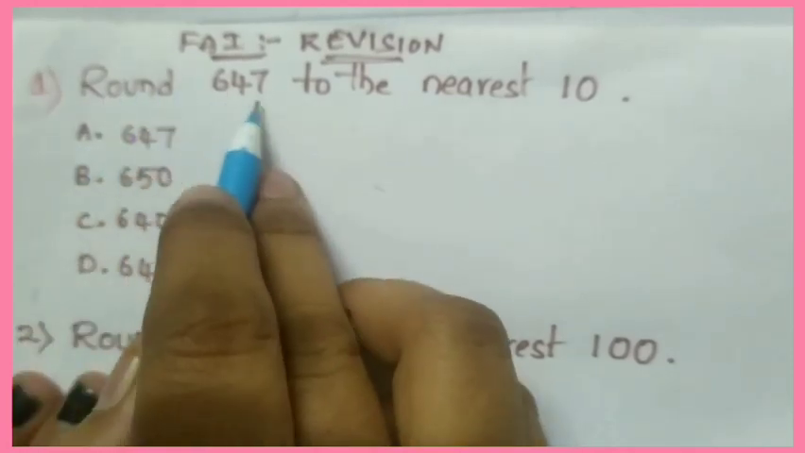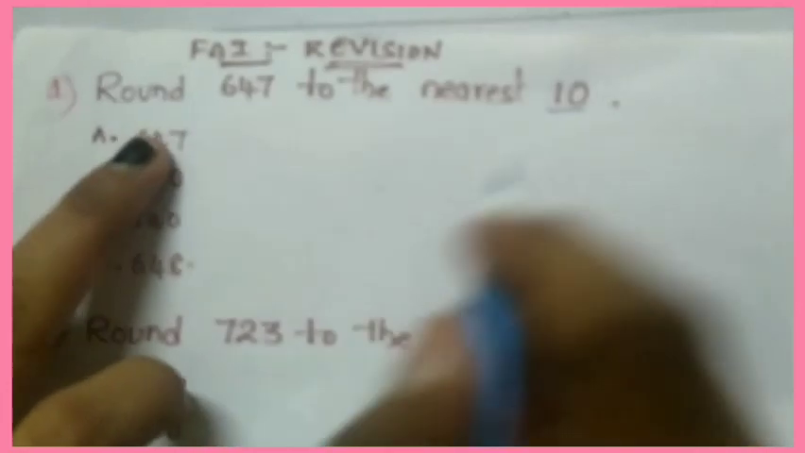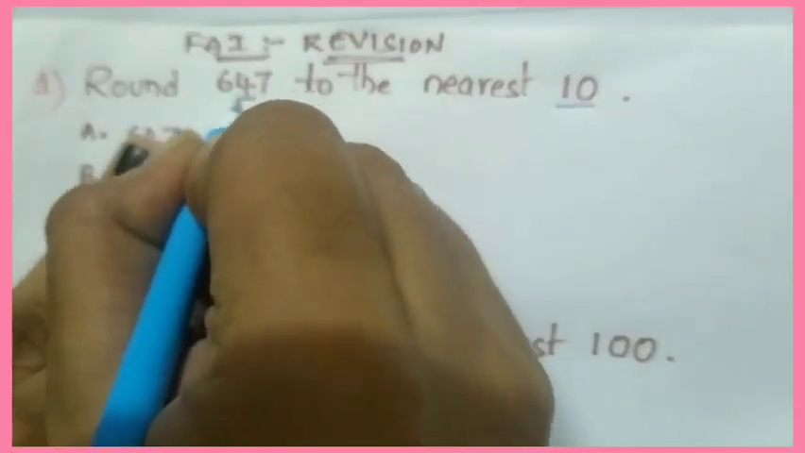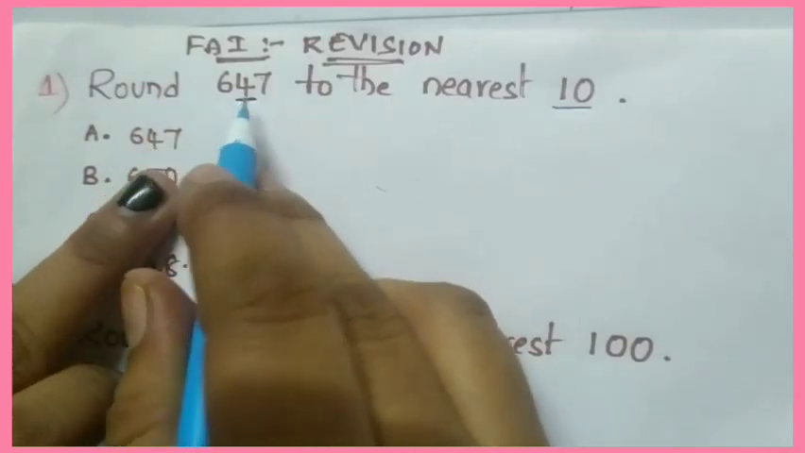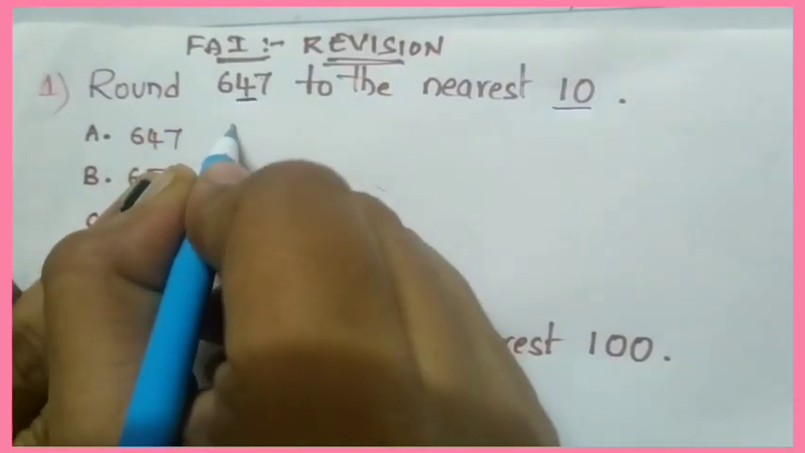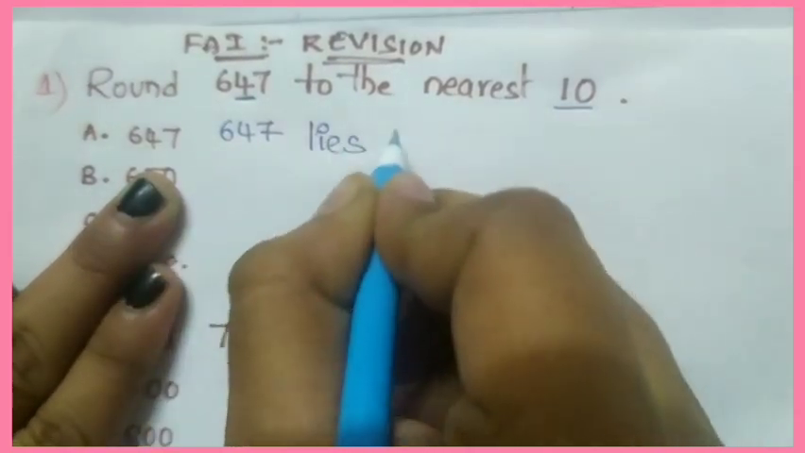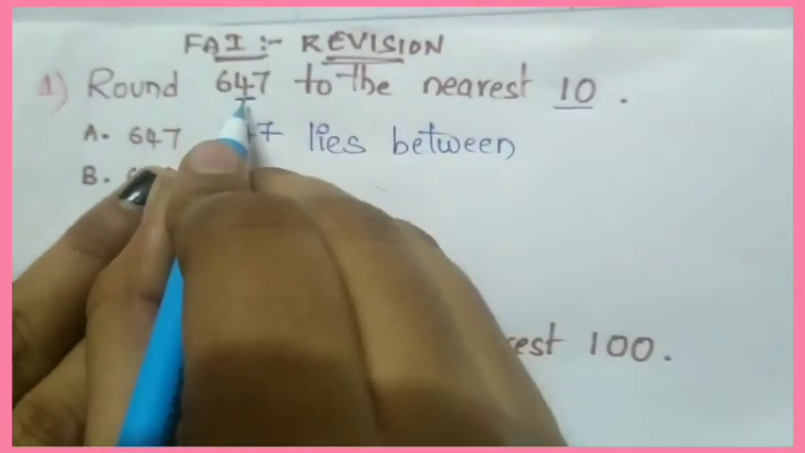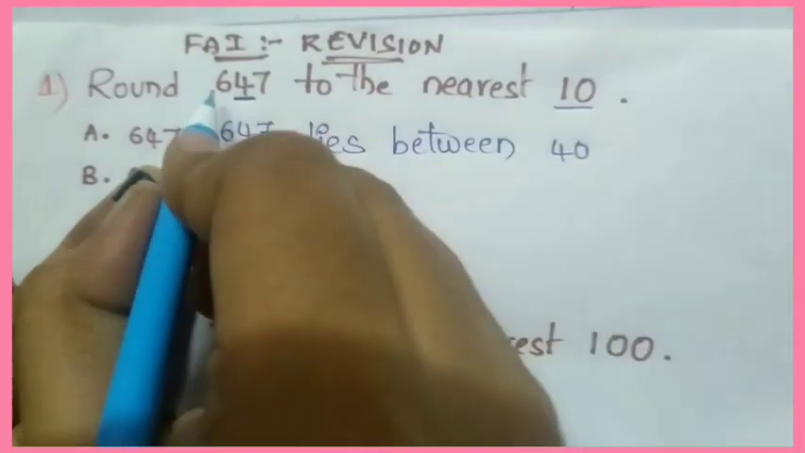Round 647 to the nearest 10. If they give nearest 10, it means we have to check the tens place. What is the digit in the tens place? 4. Yes, 4. So 647 lies between 40. What is the place value of 4? 40.